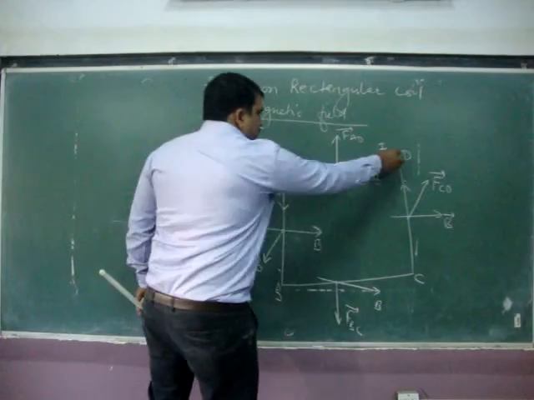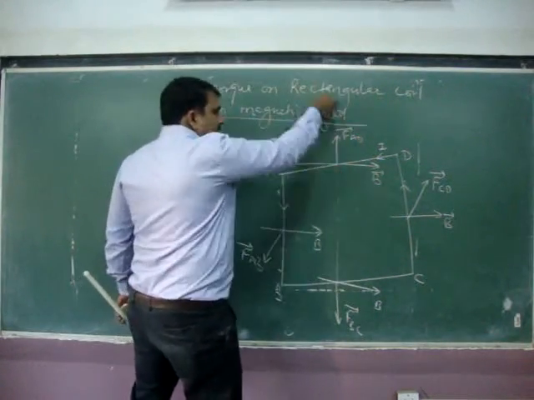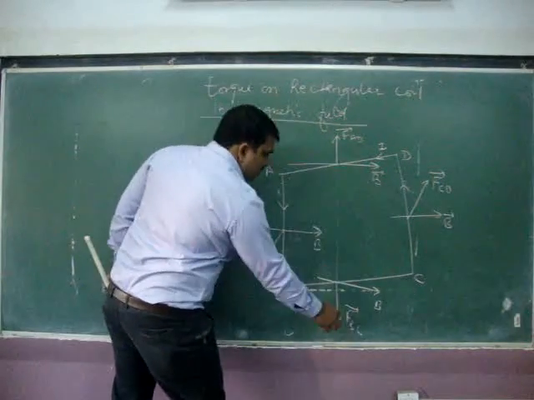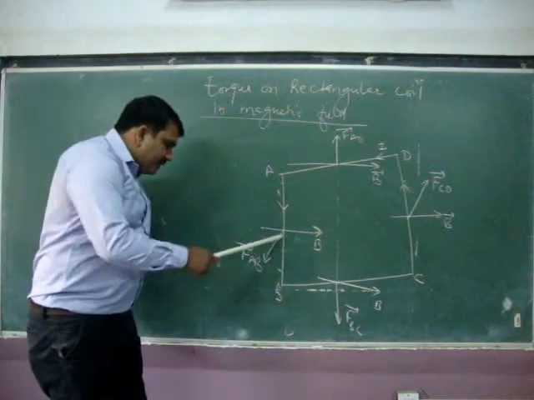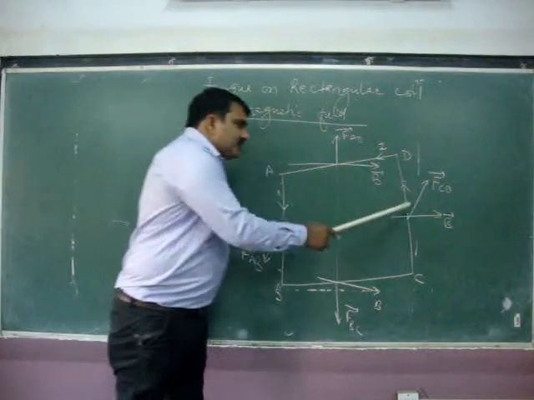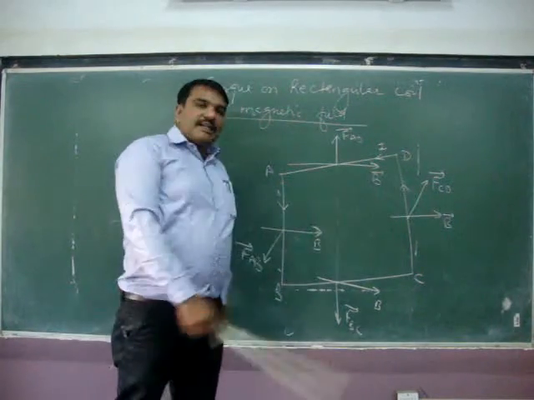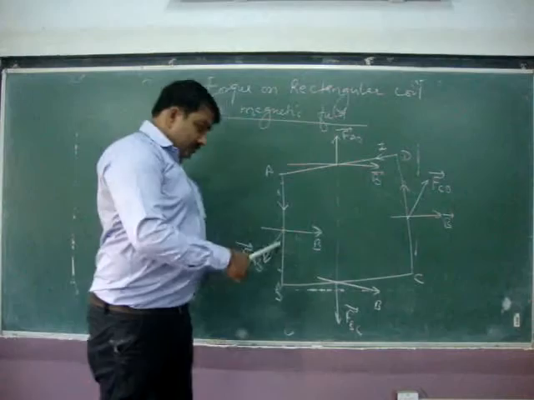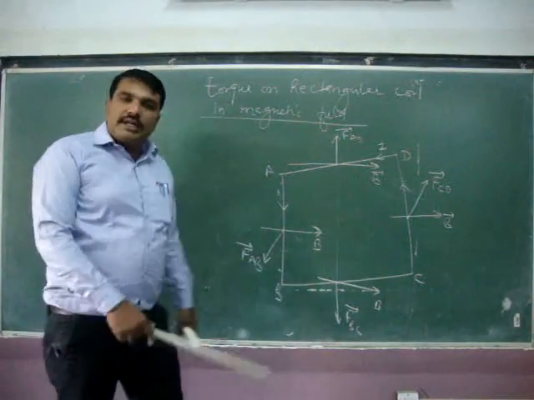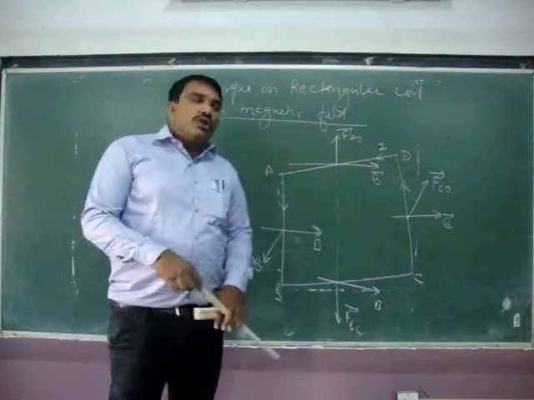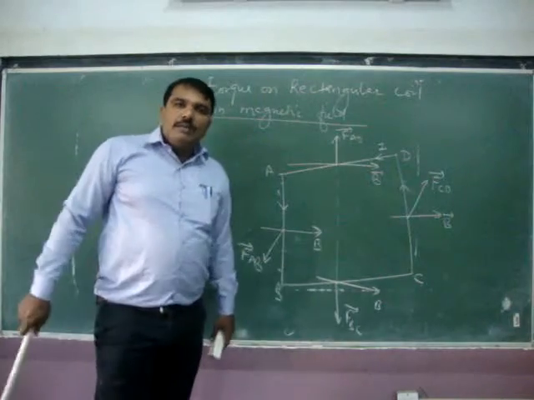So these 2 wires experience equal and opposite force. FAD and FBC, these 2 forces being equal and opposite, cancel out, and these 2 forces, FAB in outward direction and FCD in inward direction, are equal and opposite and acting along different lines of action. So they will constitute a torque, and due to this torque, this coil will start rotating. So this is the diagram to find the torque acting on a current carrying rectangular coil placed in magnetic field.